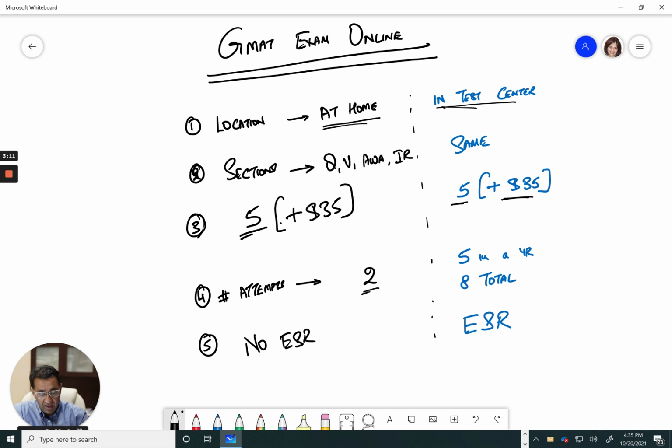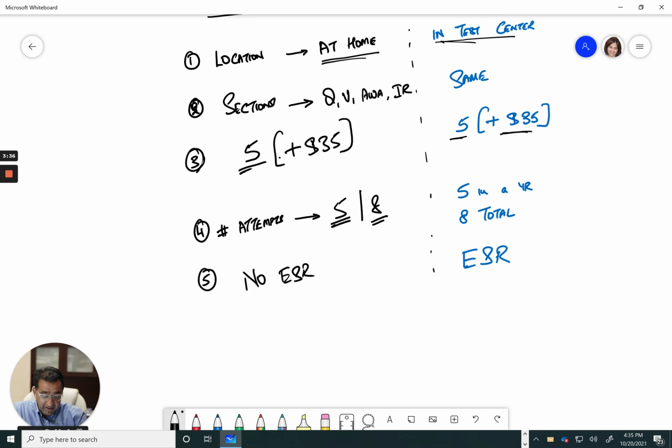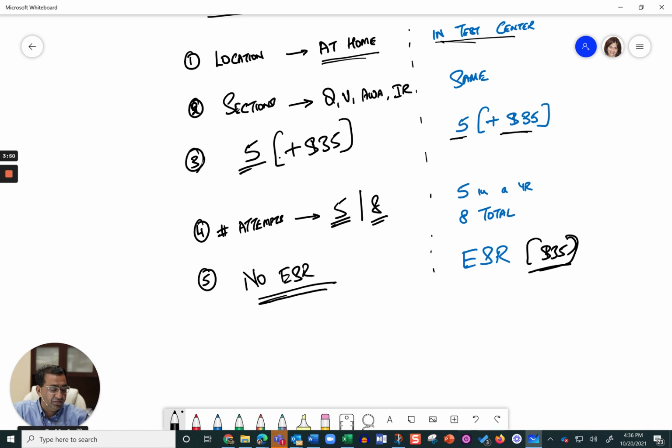The second piece is that the number of attempts is again the same. We are now allowed 5 attempts in a calendar year and 8 total. In fact, your attempts on the GMAT Exam Online count towards your total quota of attempts. So it doesn't matter whether you take an exam at a test center or online; they all count to the same pool of 8 attempts. You still don't get an ESR with the GMAT Exam Online. It'll take me some time to get used to the name. Again, remember this costs, if memory serves me right, another $35 or so.